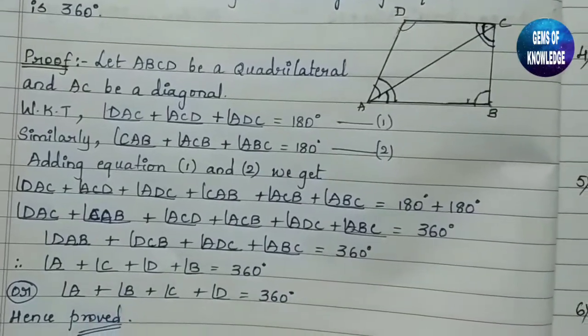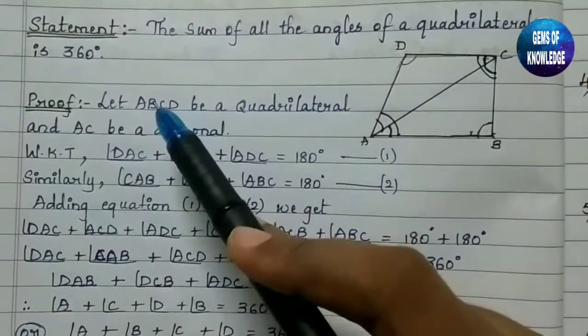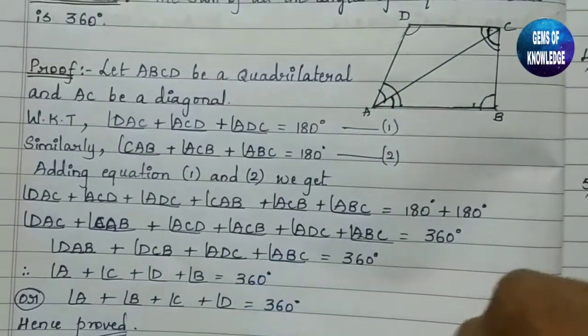So we have proved our statement, that the sum of all the angles of the quadrilateral is how much? 360 degrees. So we have proved it.